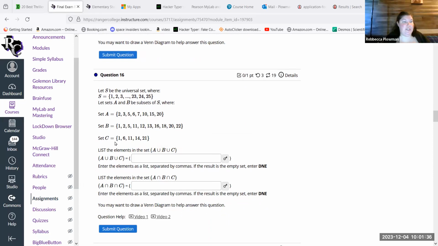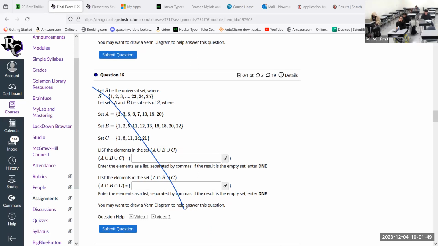And then this one with the 3 sets. So for time's sake, I took this one out. So this one's gone. So you only have to worry about 2 sets, not 3 sets. Because frankly, if you could figure out how to do a union between 2 sets or an intersection between 2 sets, you could figure out 3 at some point.